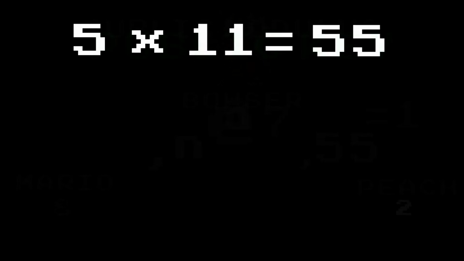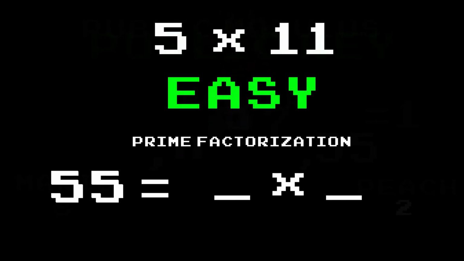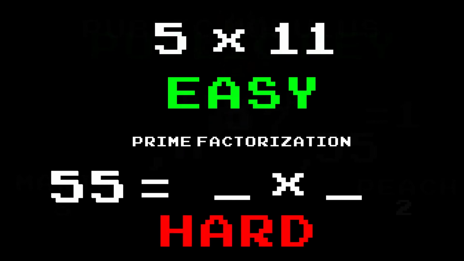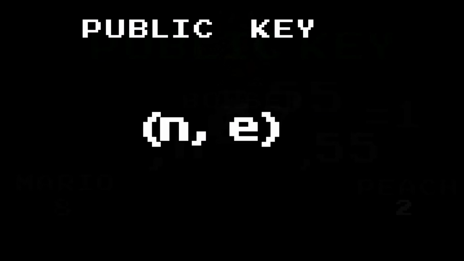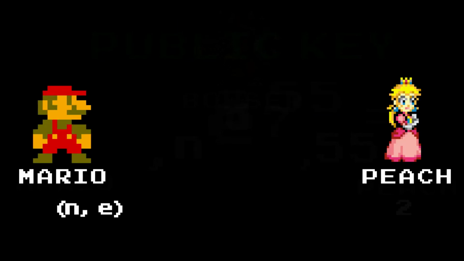This calculation is easy, but the inverse operation, called prime factorization, is a fundamentally hard problem, especially in RSA encryption, as the primes are hundreds of digits long. The infeasibility of this calculation is where RSA encryption gets its difficulty. So from this, we get our public modulus, n equals 55, which is part of the public key. The public key is what Mario will send to Peach to lock her message. Typically in RSA encryption, n would be a huge number.